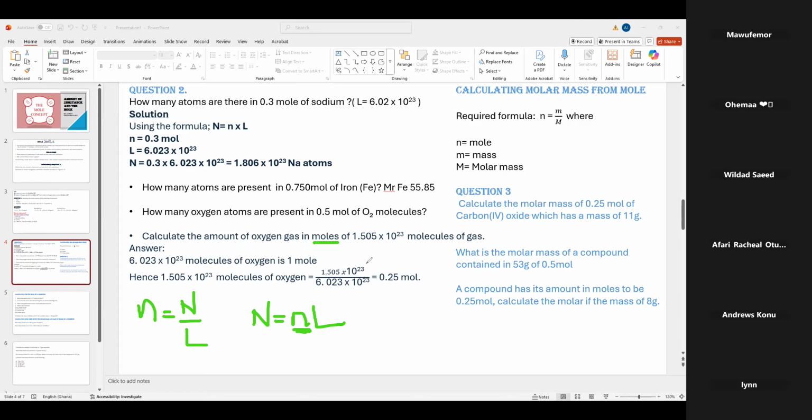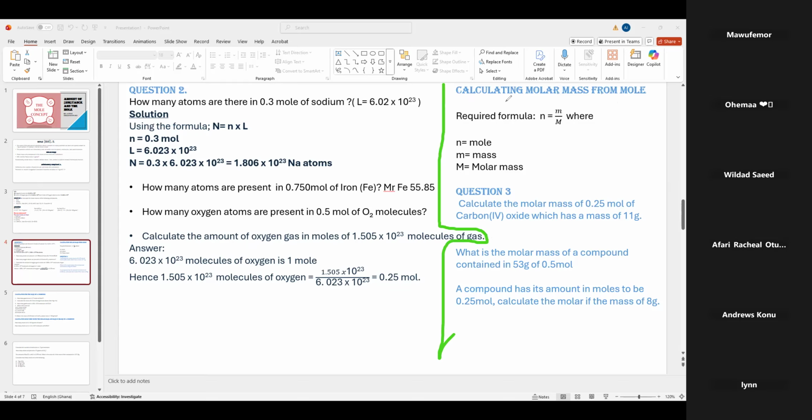Now we are moving on to the mole itself, what we call the mole. So we started with the mole. Now we are moving on to the mole itself. If you look at the far right of the slide, calculating molar mass from mole. We've seen a required formula.